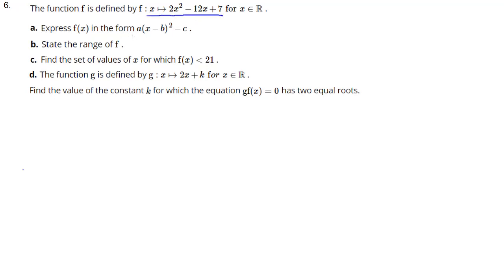Okay, so we've got 2x squared minus 12x plus 7, and we want to express it in vertex form. So we're going to do x is equal to negative b over 2a. Why don't you go ahead and pause this and find out what the x is for the vertex, then substitute that in and find the y for the vertex, and then rewrite this in vertex form, and then start back up again.